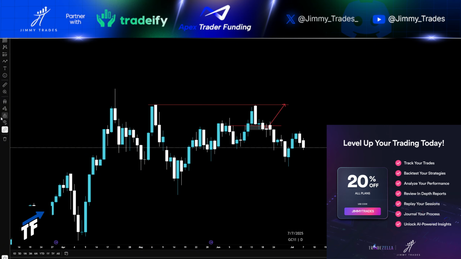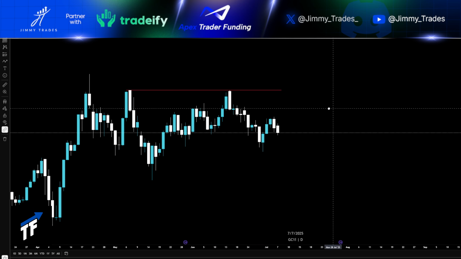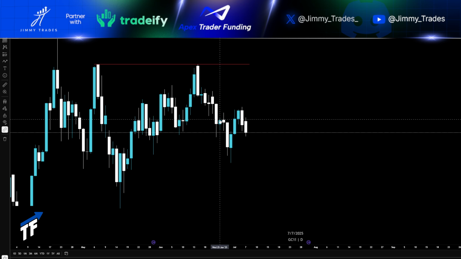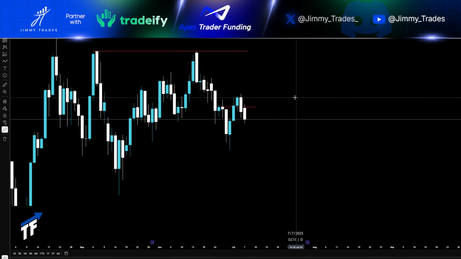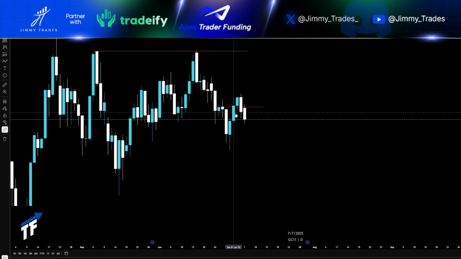Obviously that was an idea from a little while back, which didn't play out, but we still have these equal highs here still in play. We've got a daily change in the state of delivery that's struggling to hold at the moment. So this is a daily bullish change in the state of delivery. We have that move with displacement as well.